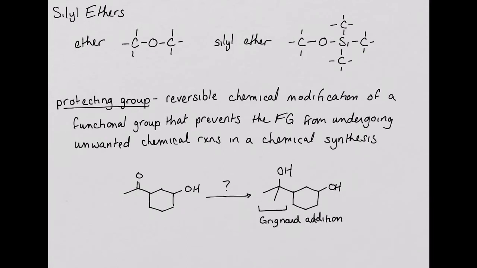Of course, you can't carry out a Grignard reaction in the presence of a free alcohol. Therefore, we need to protect the alcohol to prevent it from reacting with the Grignard, so that the Grignard will only react with the ketone as we want. We can protect the alcohol by converting it to a silyl ether before we carry out the Grignard reaction. Let's look at what this will look like.